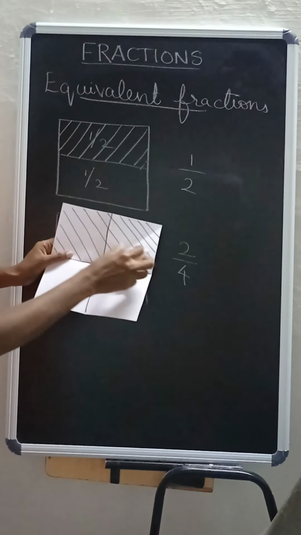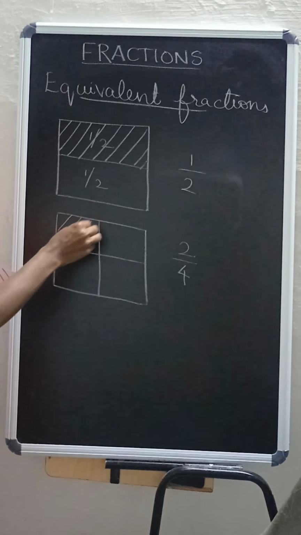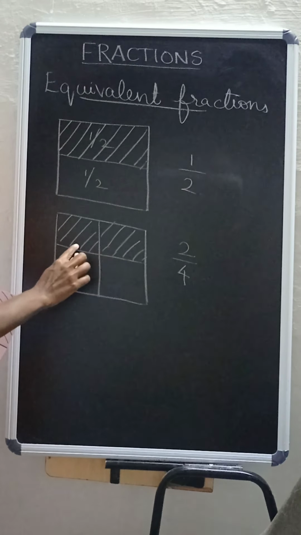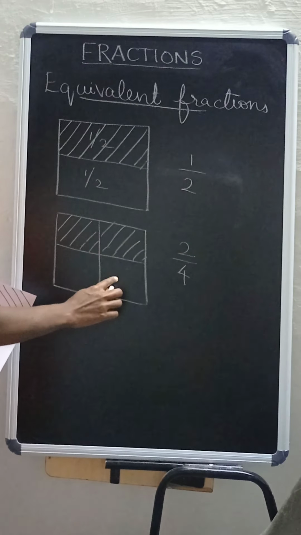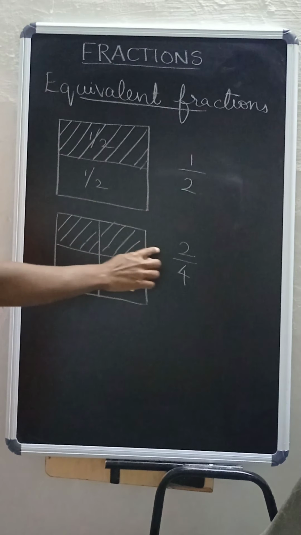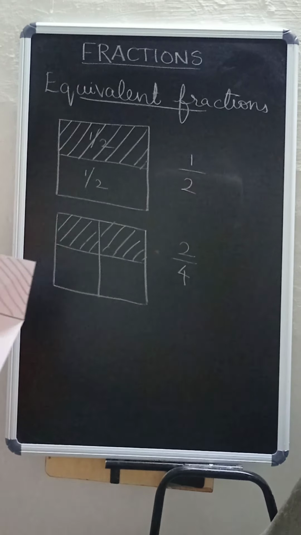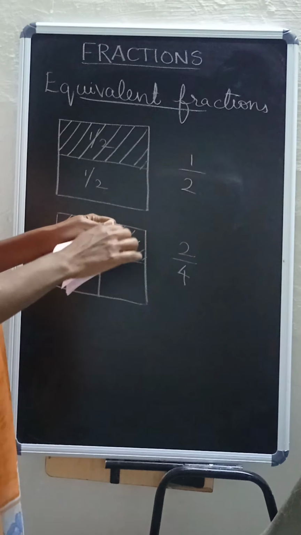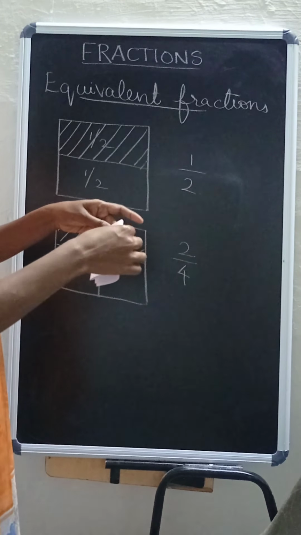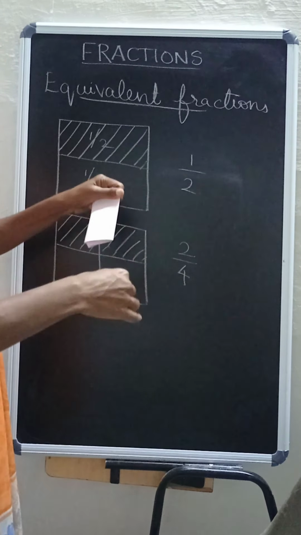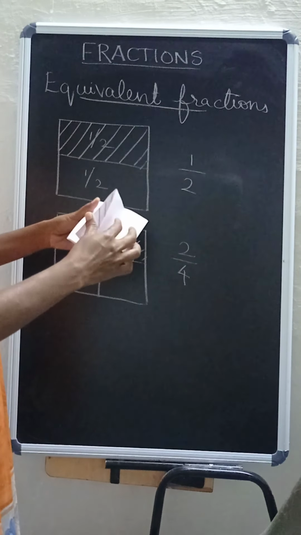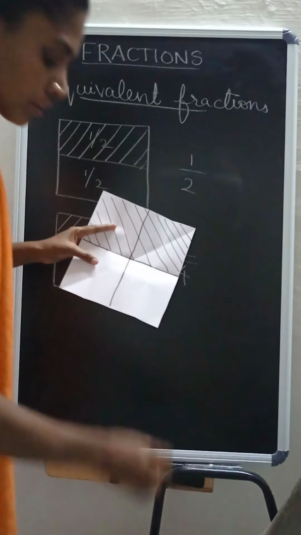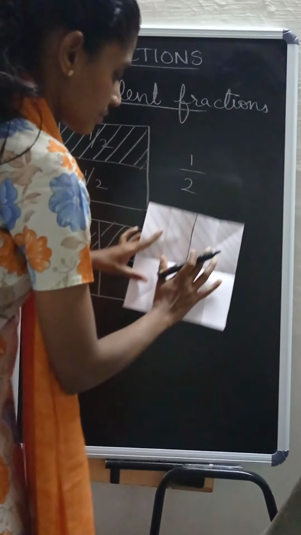Now see here, this part is shaded. 1, 2. So this one whole is divided into 4 parts and 2 parts are shaded. So I am writing it as 2/4. Now again, third fold. Take it out. Now draw lines.